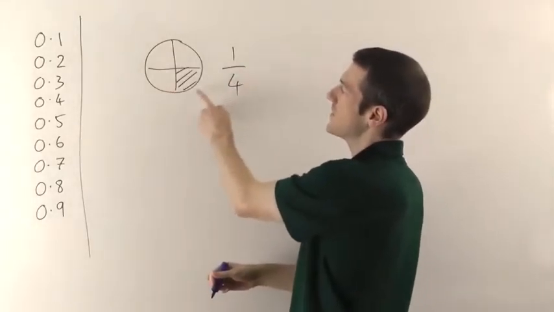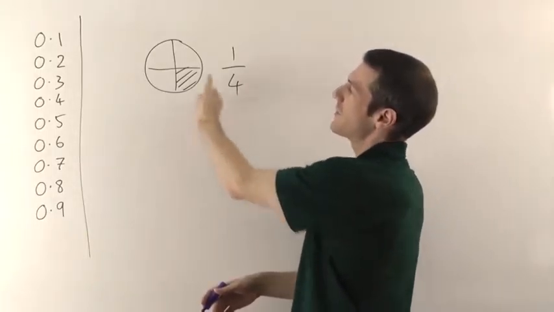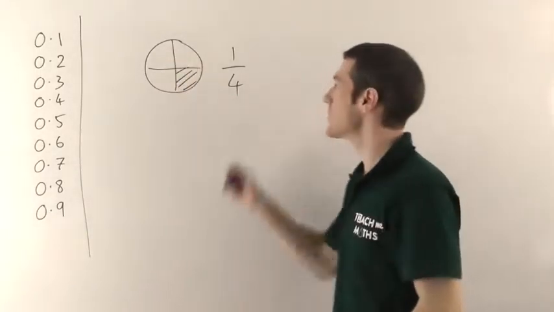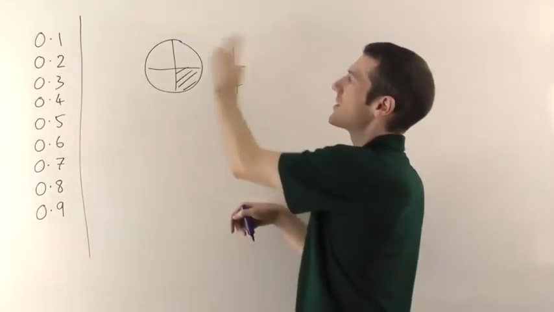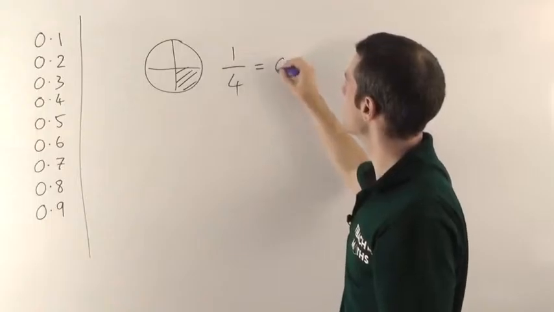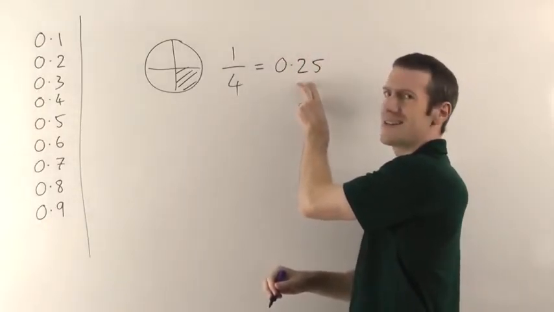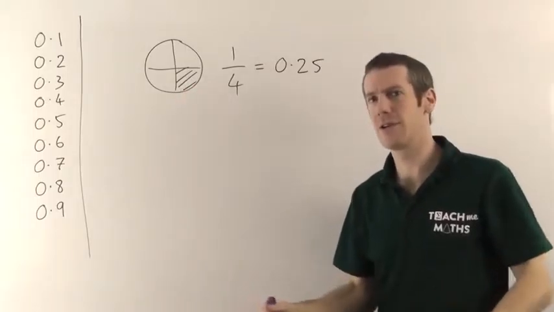The number on the top is the number of slices you've got or you're eating. The number on the bottom is simply how many slices there are altogether. So you can see directly how these numbers connect to the real life object. As a decimal though, many of you will realise 1/4 is 0.25. It's much more difficult to see how this connects to the real life object.